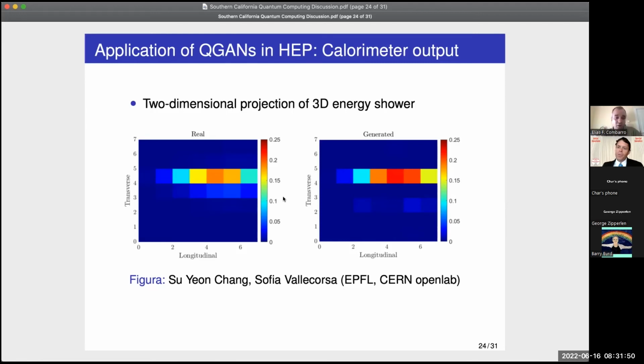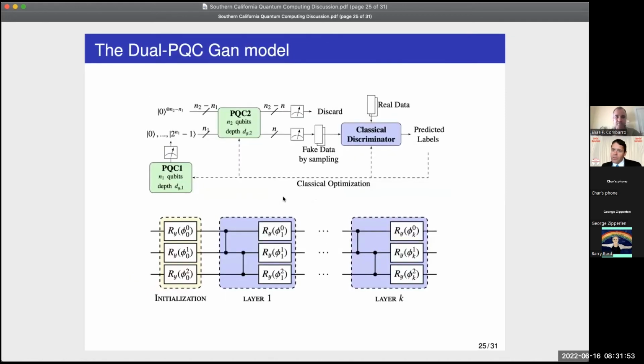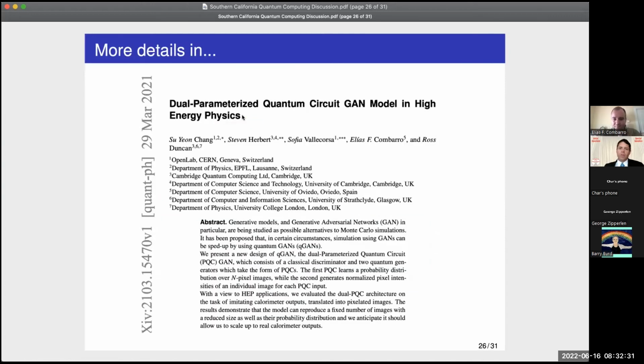Oh, thanks. Okay, so we introduced this new architecture for quantum generative adversarial networks, which we call the dual PQC. The novelty here is that we have two variational circuits, one that selects the type of image that you want to generate, and the other one that does the generation. We have trained these systems, but they are quite difficult to train. They sometimes show problems with stability. So we had to reduce everything a little bit, and we have published our results here.